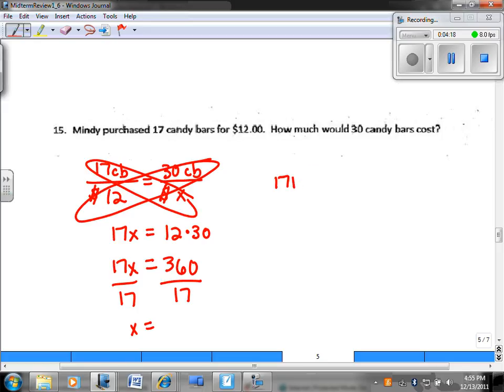How many times does 17 go into 360? 17 goes into 36 2 times, which is 34. 17 goes into 20 once, that's 17.